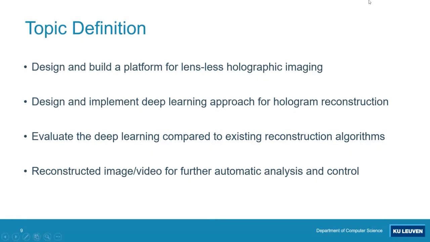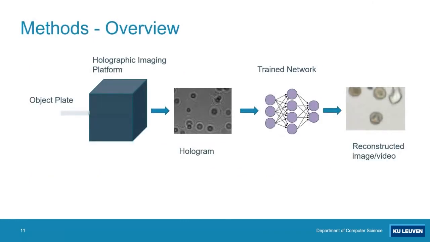automatic analysis and control. Now let's introduce the method, how we are actually trying to approach this problem. This gives you an overview of the flow of the problem. First, we will put our object plate, which contains the samples that we are trying to observe, into the holographic imaging platform. Through this platform, we will get the raw hologram, and we will use this hologram as the input of the network. The network is already trained so that it can take this hologram as an input and give us the reconstructed images or videos so that we can use them for further analysis.